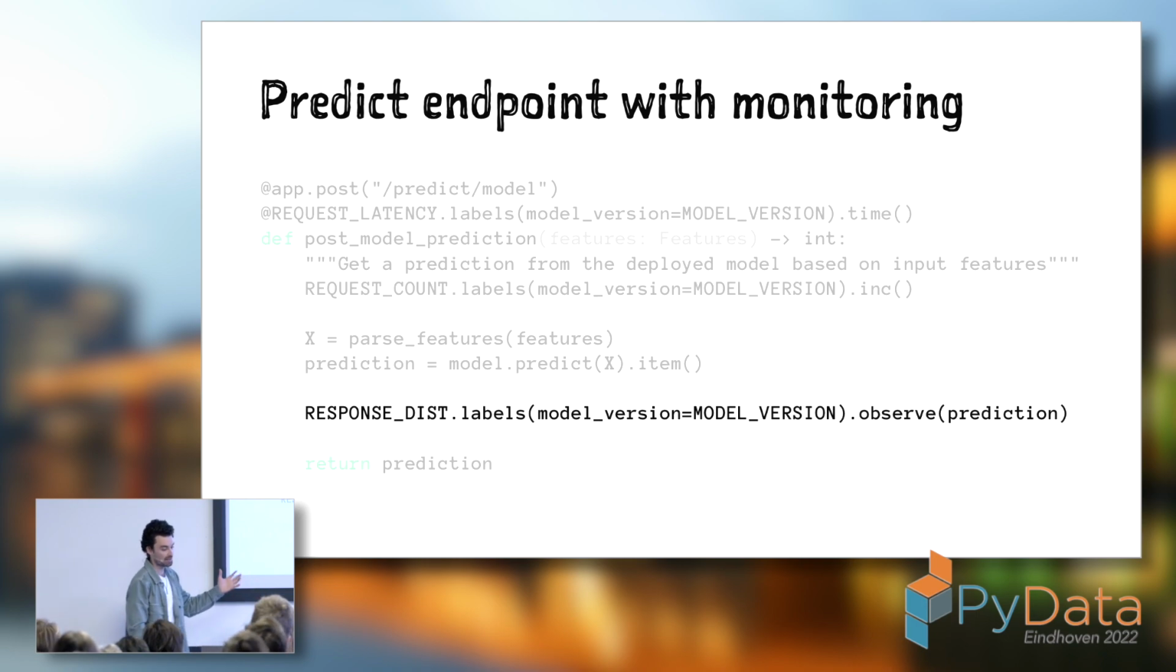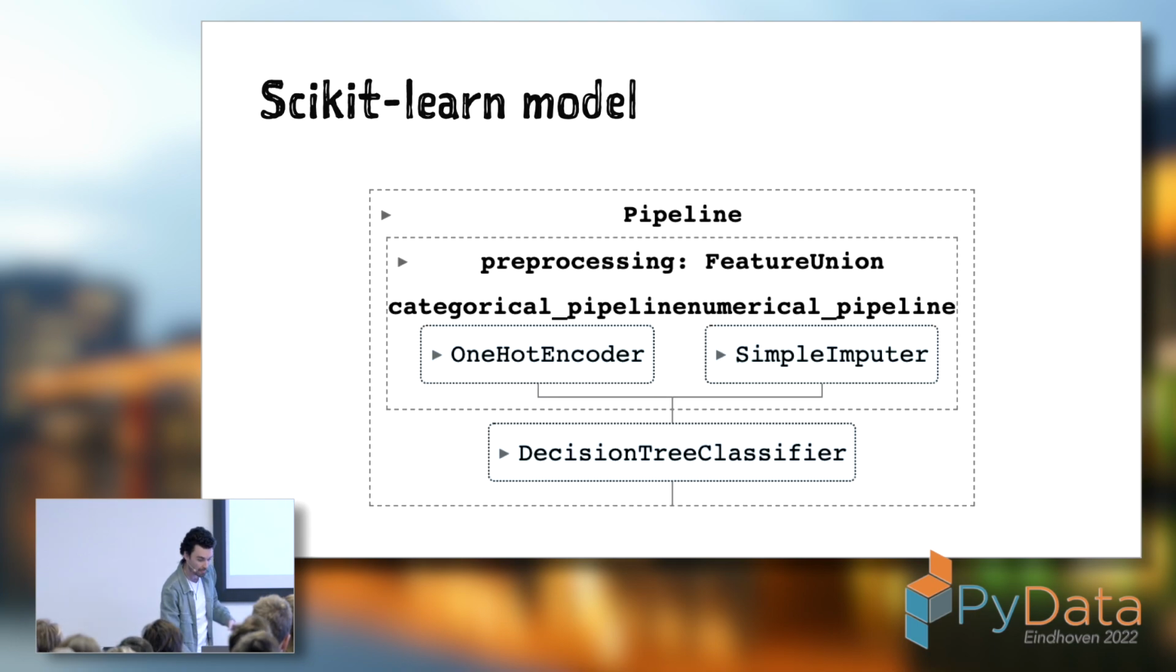But now we're adding all these monitoring steps here in this FastAPI environment, and it would actually be pretty nice if we can somehow incorporate this in this scikit-learn model. So what if we do this? We have this scikit-learn model. It's just a simple one.